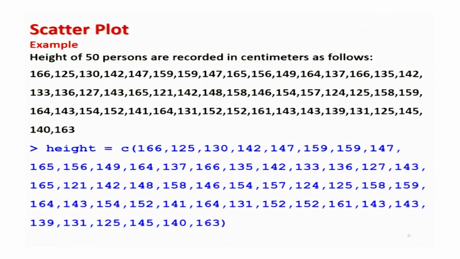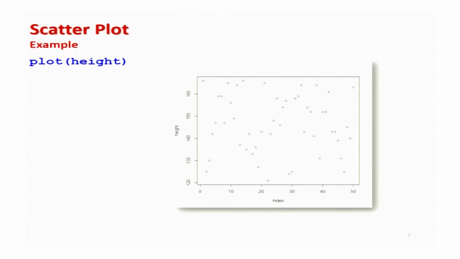So suppose I have data here where I have collected the heights of 50 persons, and this data is recorded in centimeters. Their heights are like 166 centimeters, 125 centimeters and so on, and this data is stored in a variable here, height, in this data vector. Now if you use this height, corresponding to the index, it will plot these values on the X and Y axes. You can see here these are the data values which are obtained.